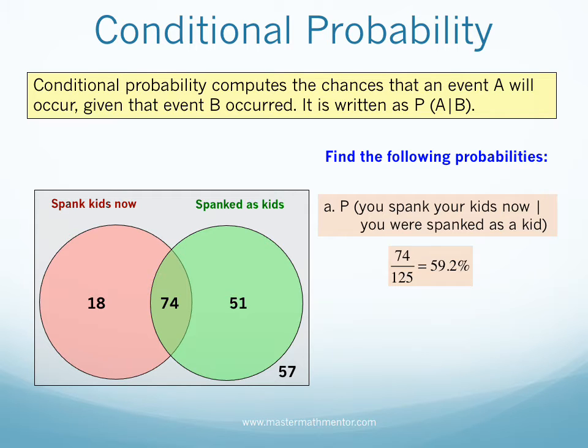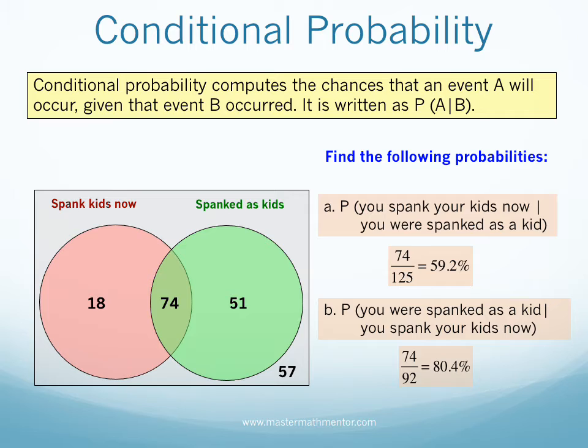Suppose we wanted to compute the probability that you spank your kids now given that you were spanked as a kid. The condition is that we were spanked as a kid, and there are 125 parents, those in the green circle, in our study in that category. So the denominator is 125. Of them, there are 74, those also in the red circle, who spank their kids now. So the probability that you spank your kids now, given that you were spanked as a kid, is 74 over 125, or 59.2%.